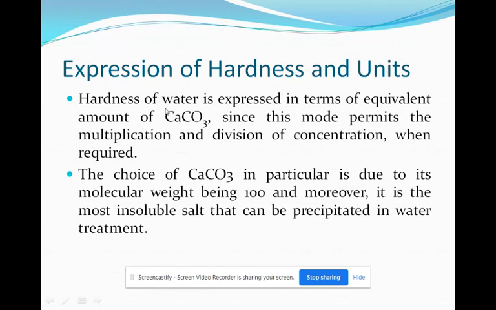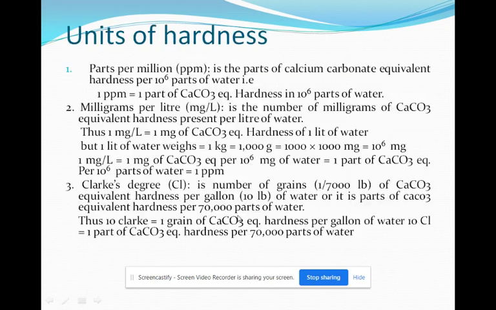Hardness of water is expressed in terms of the equivalent amount of calcium carbonate, since this mode permits the multiplication and division of concentration when required. The choice of calcium carbonate in particular is due to its molecular weight being 100, and moreover it is the most insoluble salt that can be precipitated in water treatment.